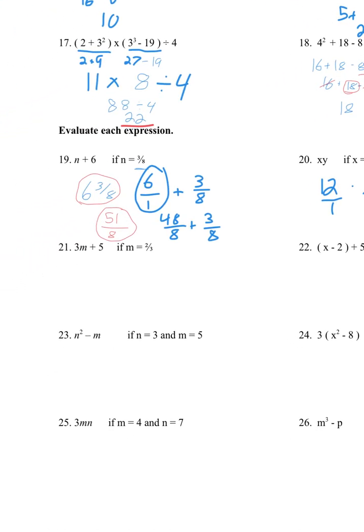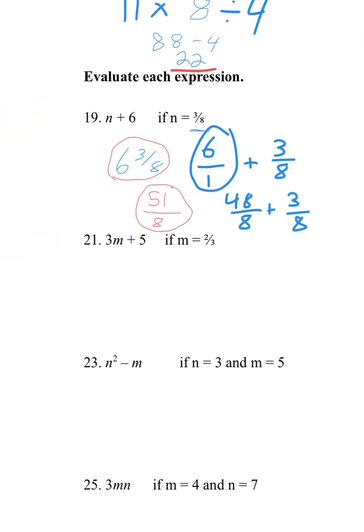Taking a look at 21 now. We have 3m plus 5. We are going to plug in 2/3 for m. So we're going to do 3 times 2/3 plus 5. 3 times 2/3 is going to be 2. And then you're going to add that 5 to get 7.